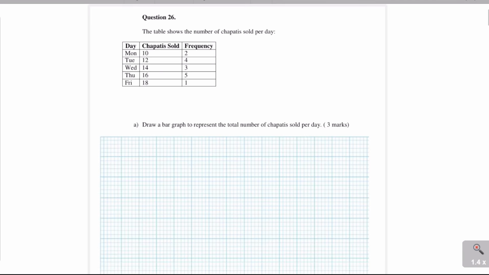So the total number of chapatis sold for that day will be 10 times 2. That will give 20. For Tuesday, 12 chapatis were sold 4 times. So total number of chapatis. So the frequency represents the number of times those chapatis were sold. So it will be 12 times 4. That will be 48. Then for Wednesday, 14 times 3. That is 42.